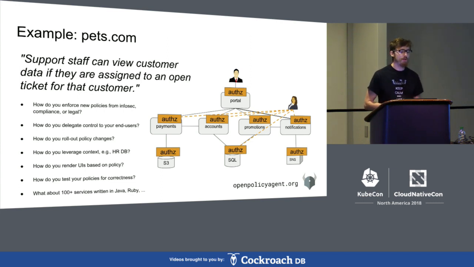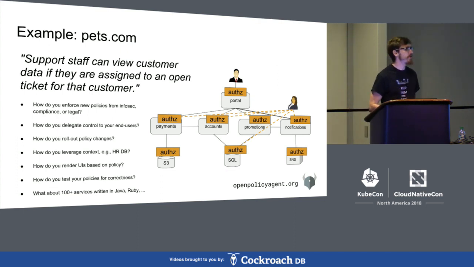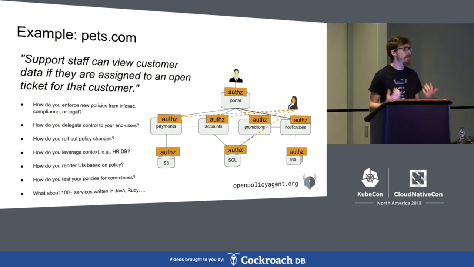What happens when the policy changes, right? What happens when InfoSec or compliance or the legal department comes along and says, now you have to check the geographic region that Alice is connecting from, or you need to check the device that she's connecting on, or you need to do something based on the current time of day, like she shouldn't be looking at Bob's account outside of work hours, right?